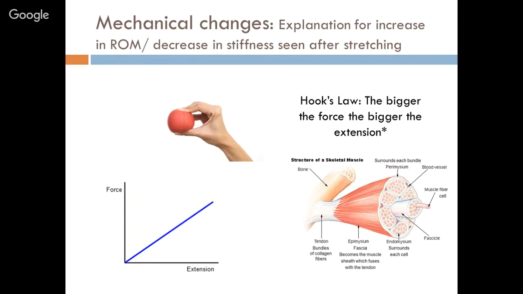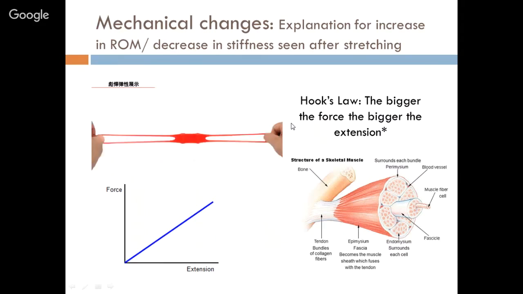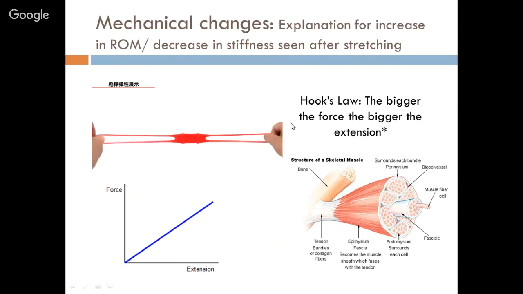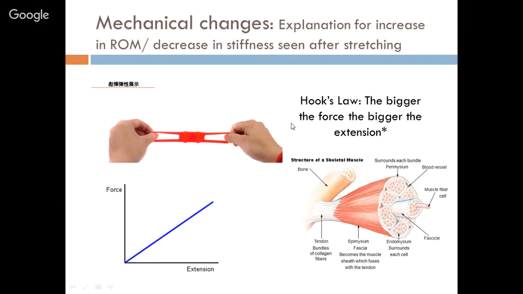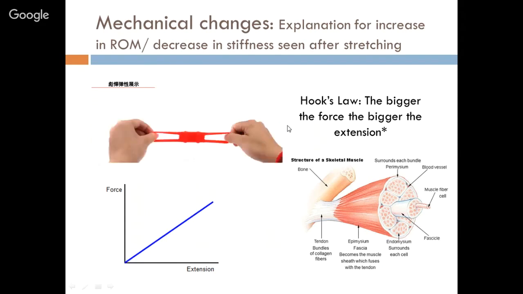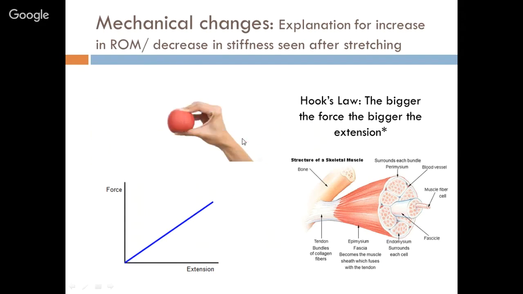Whenever you stretch a structure which is elastic, like this rubber band being stretched, the length increases, but when the stretch force is removed, the length comes back to its original position. This is one of the explanations that is often provided, that there is a mechanical change, but the change that we often see is on a short-term basis.